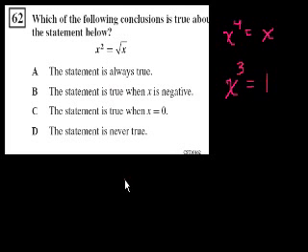And the only number that I know works for that is the number 1. But anyway, the statement is always true. No, it's not always true. I put a 2 there. Is 2 squared equal to the square root of 2? No, 4 does not equal the square root of 2. So the statement is not always true.